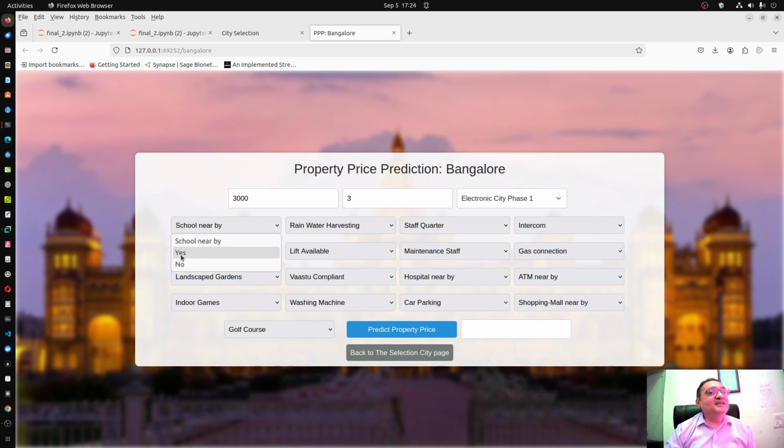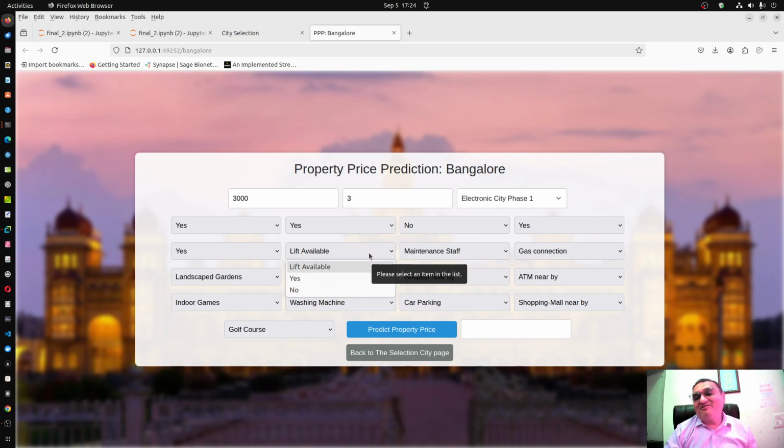Then is a school nearby or not? I will say yes. Rainwater harvesting in Bangalore is a must. Staff quarter, say no. Intercom, yes. Cafeteria, yes. Is a lift available or not? Yes. This is also one important reason why localized data sets are useful. In many of the developed countries, this feature may not be there at all, lift available, because it is taken for granted that if there is a building, a lift will be there. But in India, there are still buildings where a lift is not there. So this has to be provided as a feature.